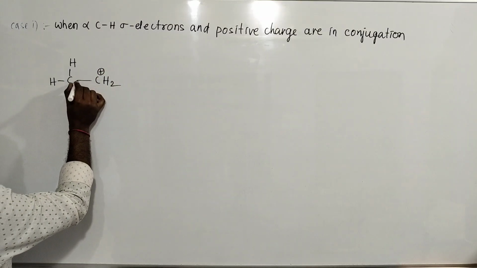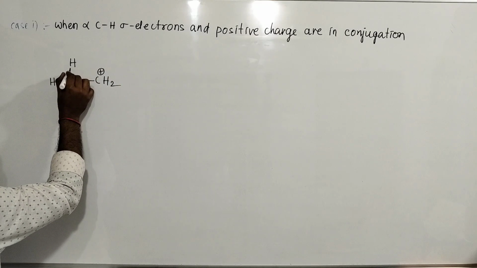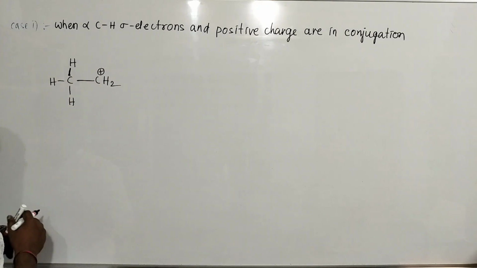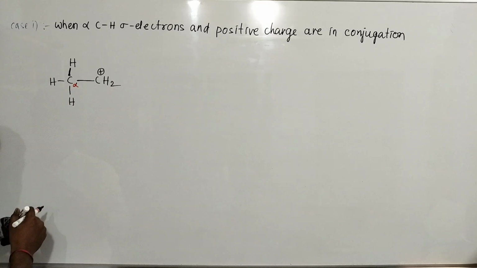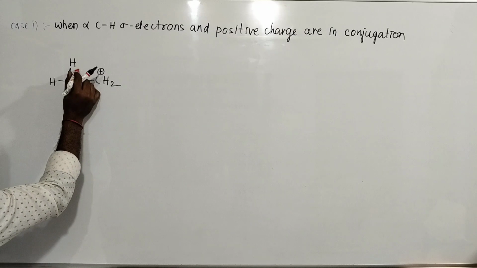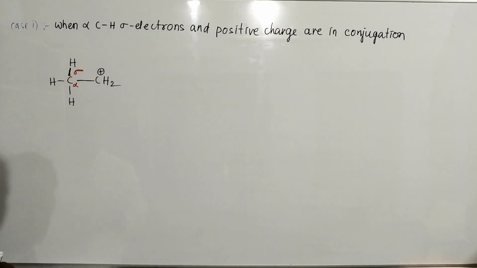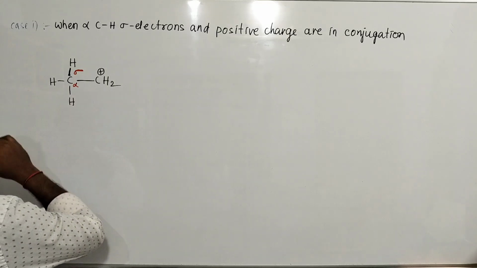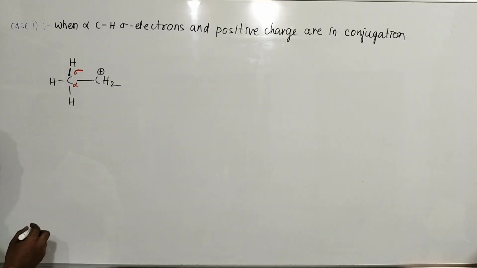So here there is a positive charge, and a single sigma bond of C-H on the alpha carbon. The carbon adjacent to the positive charge is the alpha carbon, and the alpha carbon C-H sigma electrons and the positive charge are in combination. Then it gives hyperconjugation.